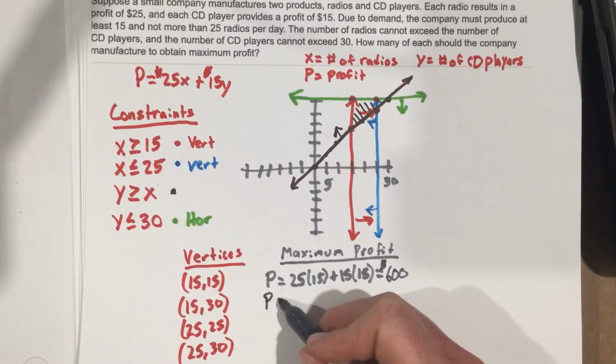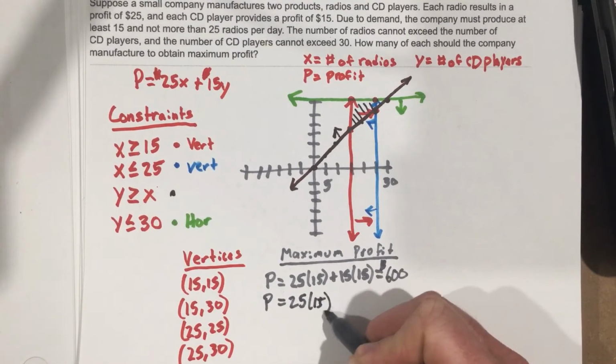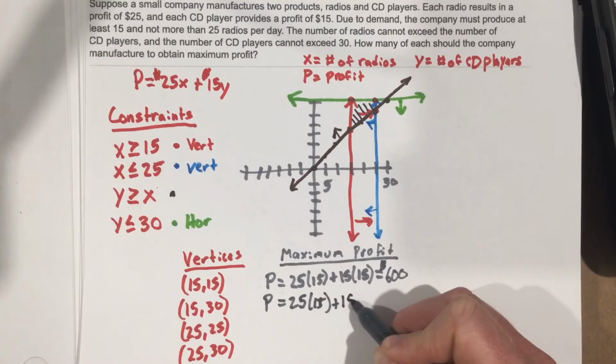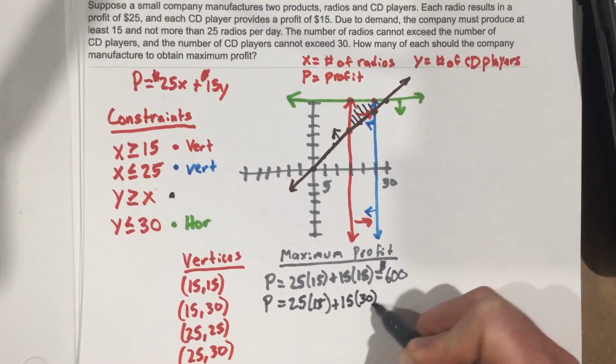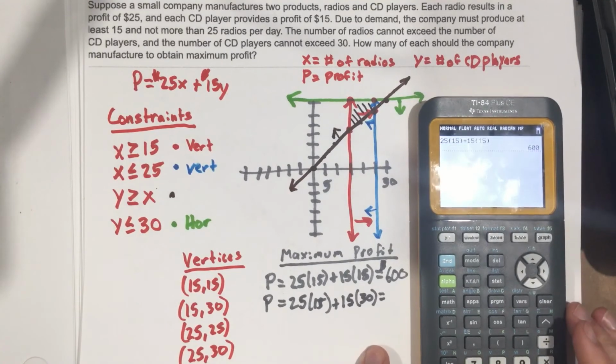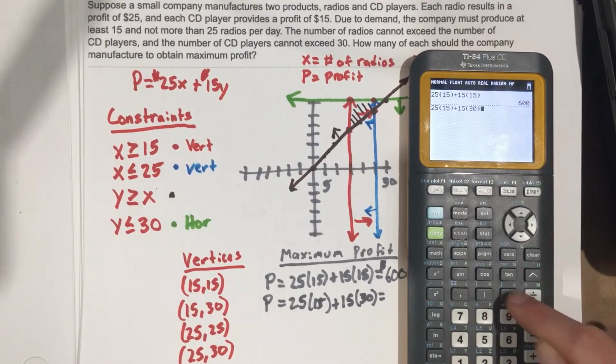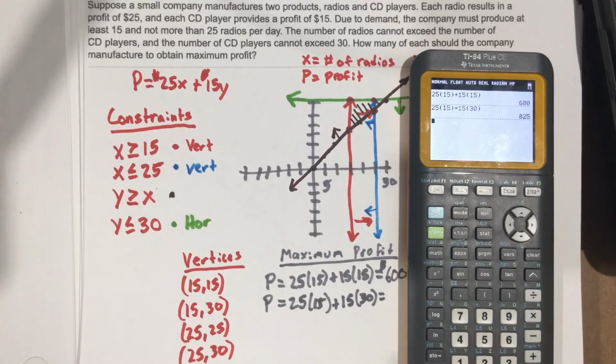Now we're going to do 25 times 15 plus 15 times 30. Do the same thing here. We're going to say 25 times 15 plus 15 times 30. That's $825.